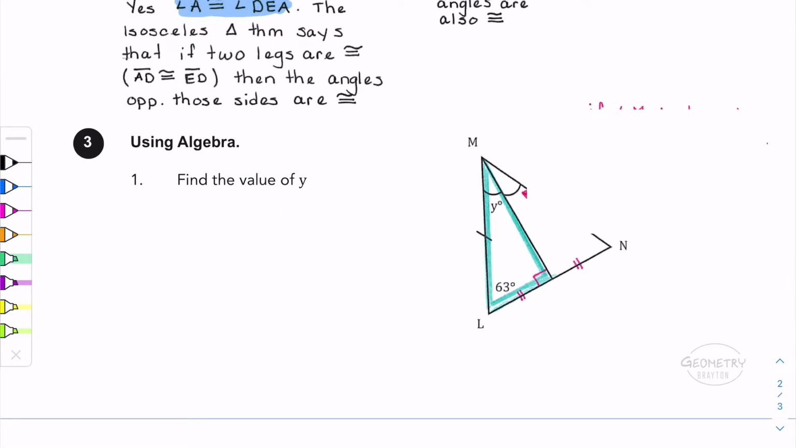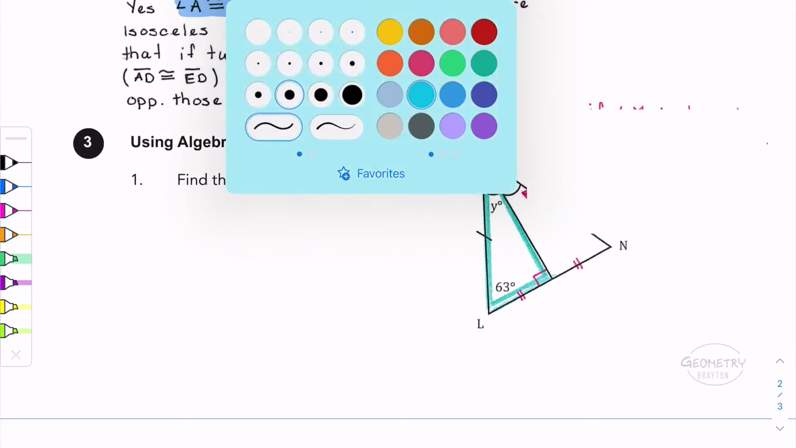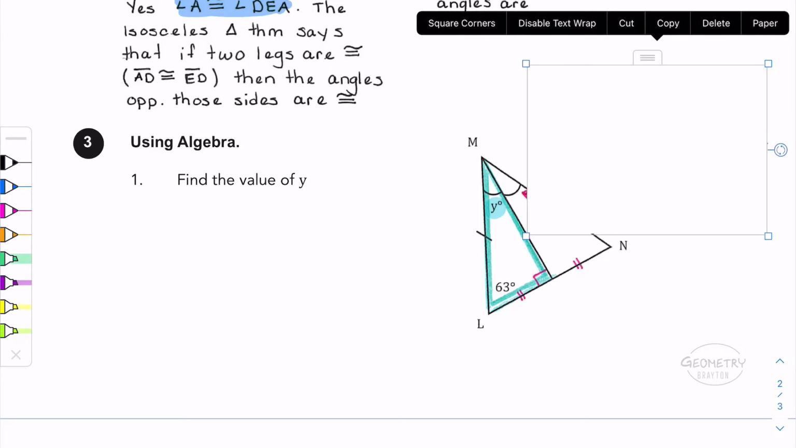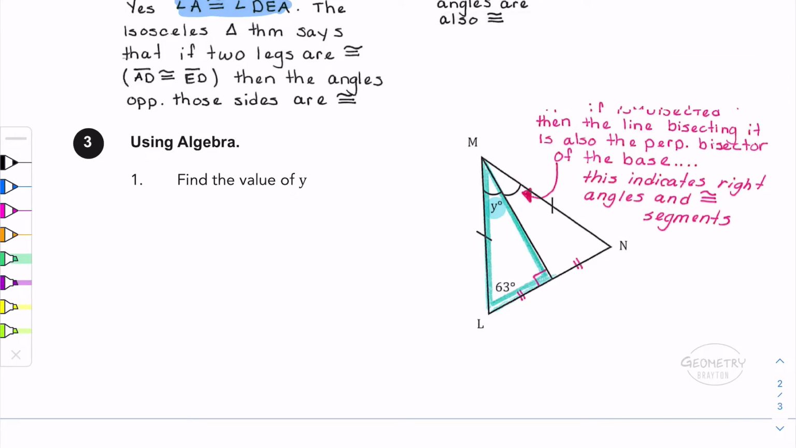For the next example, we are asked to find the value of y, and y is this angle located here. So this is actually using the third theorem that we went over on the previous page, and I have a note to share with you. It says, if angle M is bisected, then the line bisecting it is also the perpendicular bisector of the base. That's exactly the theorem I shared with you on the previous page. And then this indicates right angles and congruent segments.